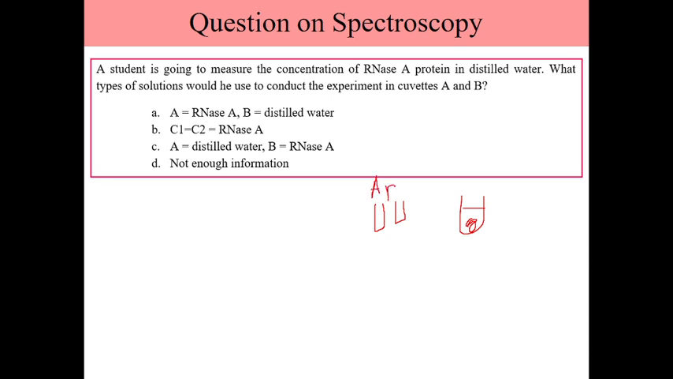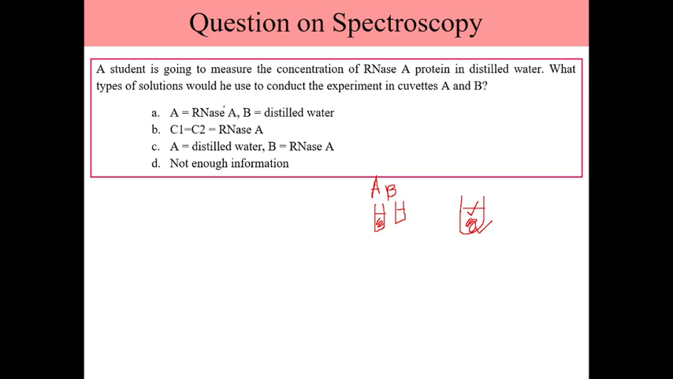So for measurement of absorbance, the first thing you have to do is mimic the conditions in which the protein is present. That means the distilled water has to be added into one cuvette, and the protein has to be added into another cuvette. So again, distilled water in one cuvette and protein solution in one cuvette.